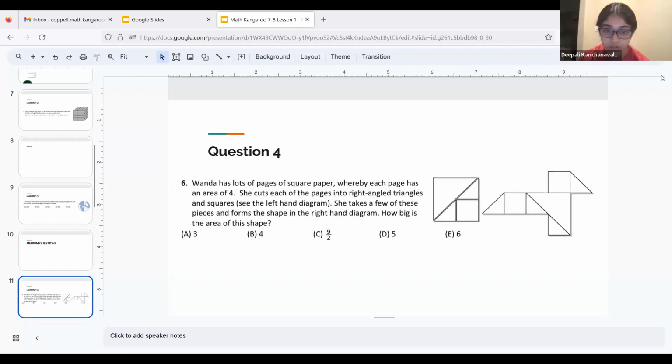So this one says, Wanda has lots of pages of square paper whereby each page has an area of 4. She cuts each of the pages into right-angled triangles and squares. See the left-hand diagram. She takes a few of these pieces and forms the shape in the right-hand diagram. How big is the area of this shape? Give about a minute for this.